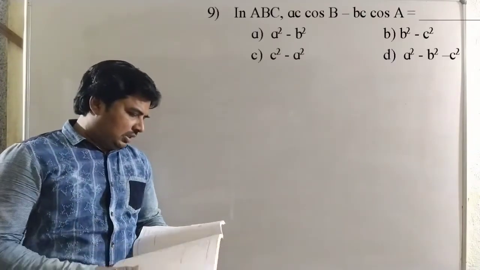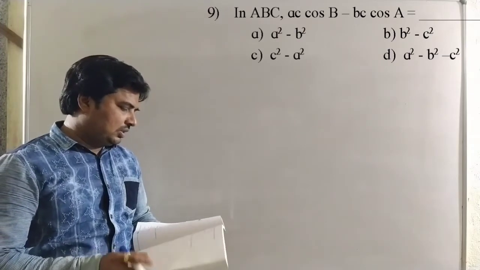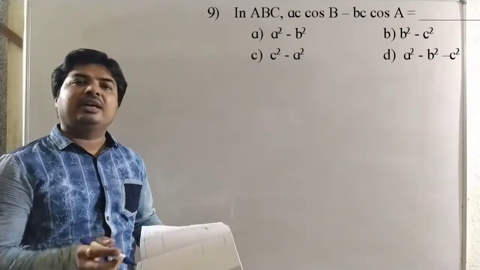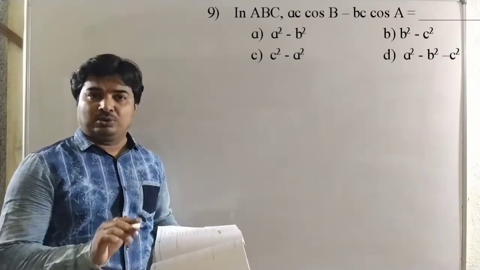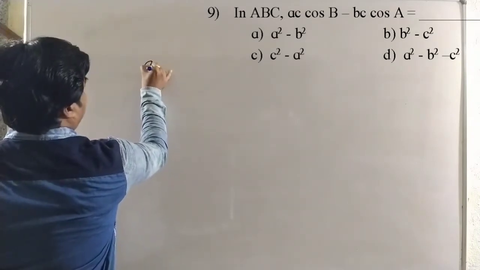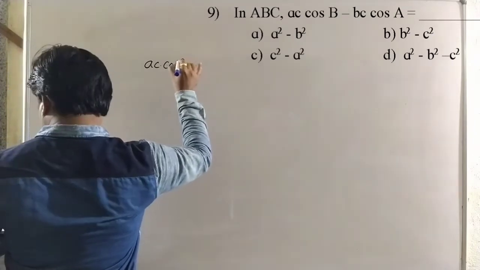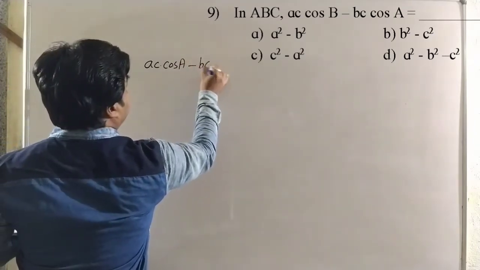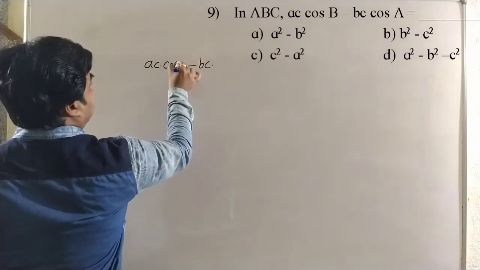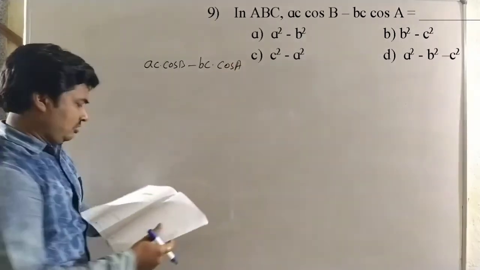Now again, next the question number 9. In triangle ABC, the given relation is AC cos B minus BC cos A. Again here we use the cosine rule. Okay, here it is given AC into cos B minus BC into cos A.